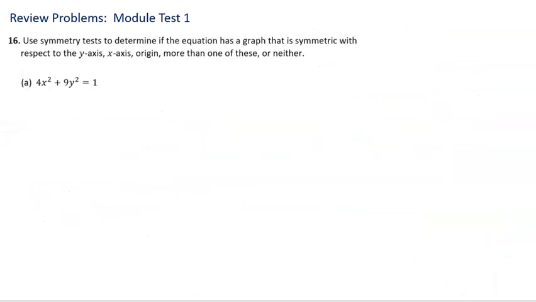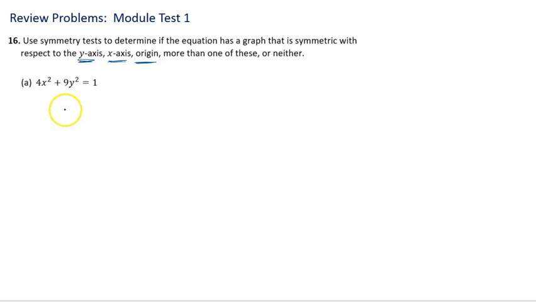Now for problem 16, this is similar to even and odd. I'm supposed to use symmetry tests to determine if the equation is symmetric with the y-axis, the x-axis, the origin, more than one of these, or neither of these. Now here's the drill here. There's three types of symmetry. So there's a test for y-axis symmetry, there's a test for x-axis, and a test for origin symmetry.